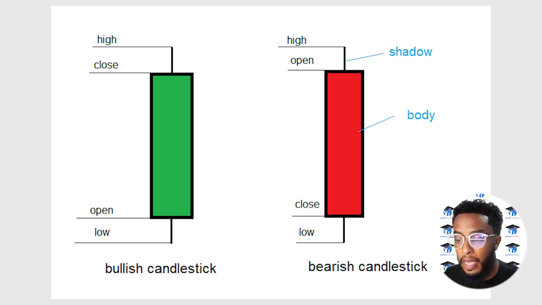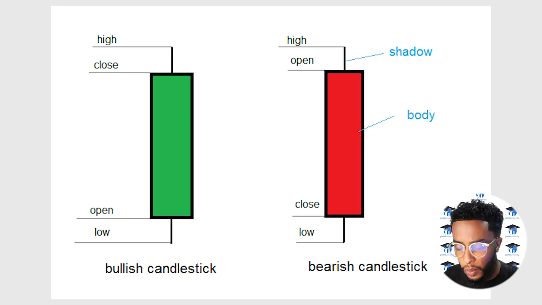Okay, so whenever you see a bullish candlestick or a bearish candlestick, this is simply what it means. Whenever price is going up, we call it bullish. Whenever price is going down, we call it bearish. Okay, so if the trend is going up, we call it a bullish trend. Whenever the trend is down, we call it a bearish trend, uptrend or downtrend.